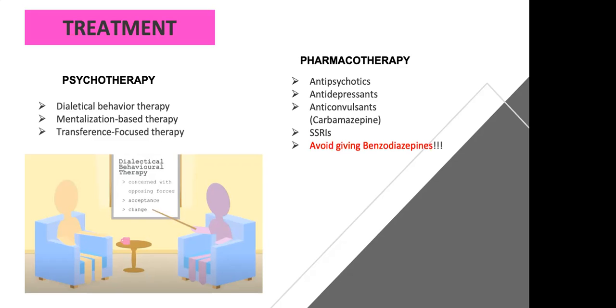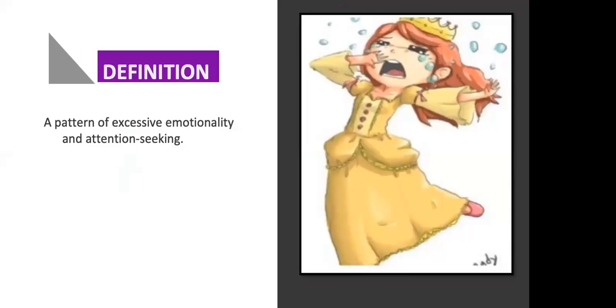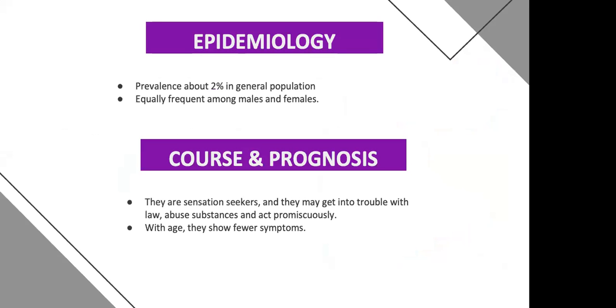Okay, next. Next is histrionic personality disorder. So it is defined as a pattern of excessive emotionality and attention seeking. Epidemiology, it is about 2% in the general population, and it is equally frequent among males and females. Cause and prognosis, since they are sensation seekers or attention seekers, they may get into trouble with the law, abuse substances, and act promiscuously. However, with age, they might show fewer symptoms.